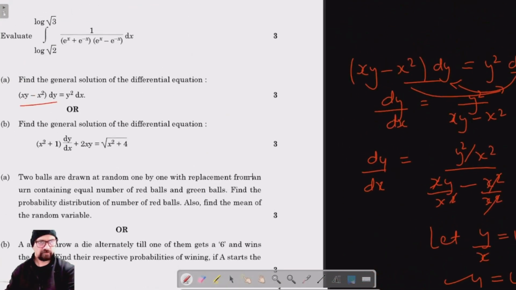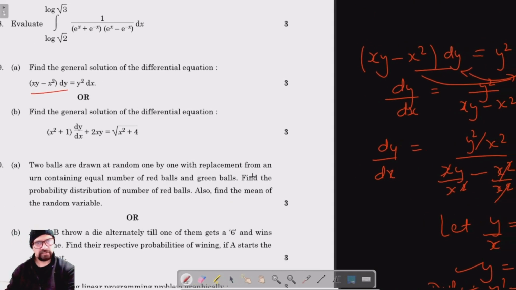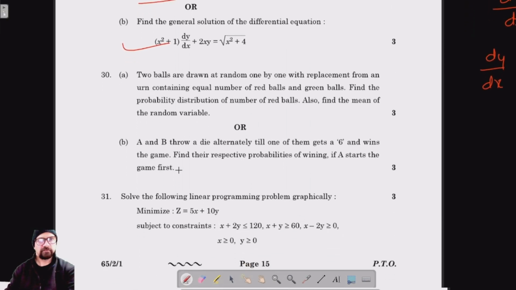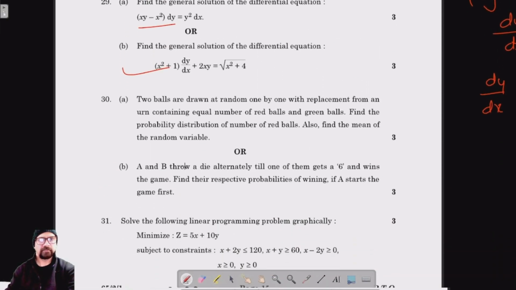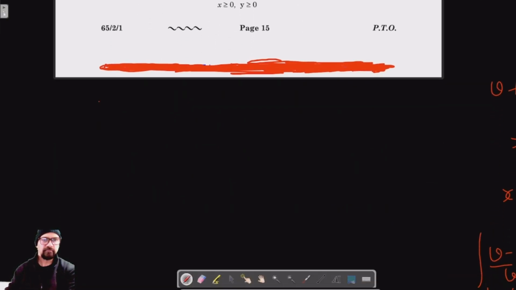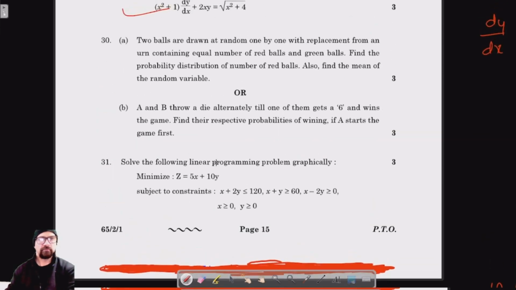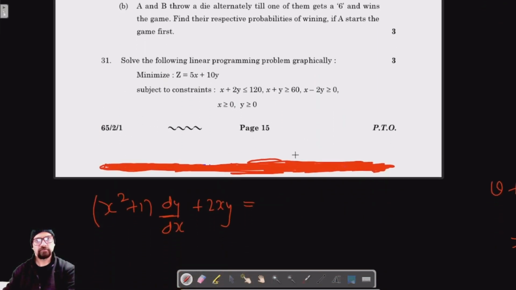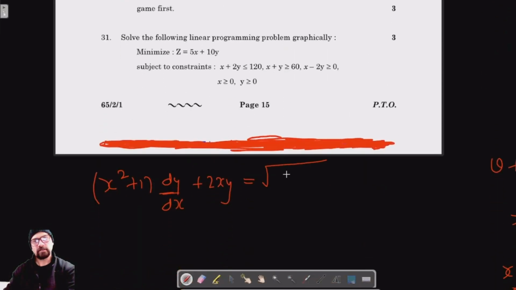Let's try to solve the second part as well. We have to find the general solution of the differential equation, and we will try to get this converted into a standard form. And it's given that it's x squared plus 1 into dy by dx plus 2xy is equal to under root x squared plus 4.